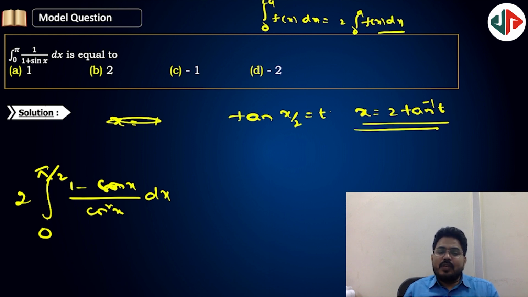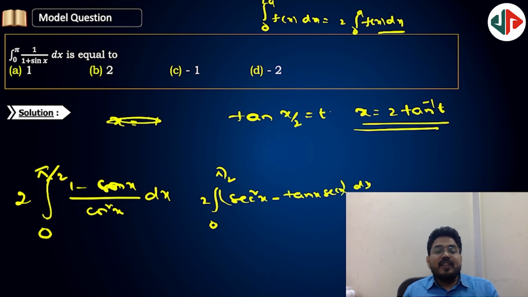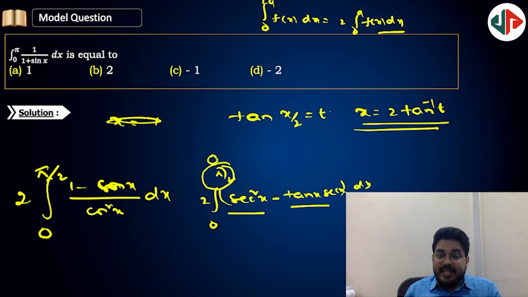So this is equal to 2 times integral 0 to pi by 2 of secant square x minus tan x secant x dx. So straight away you can write this is tan x, this is secant x. From there, extending to pi by 2, so what do we write? Theta, and theta tending to pi by 2. We can do that one.